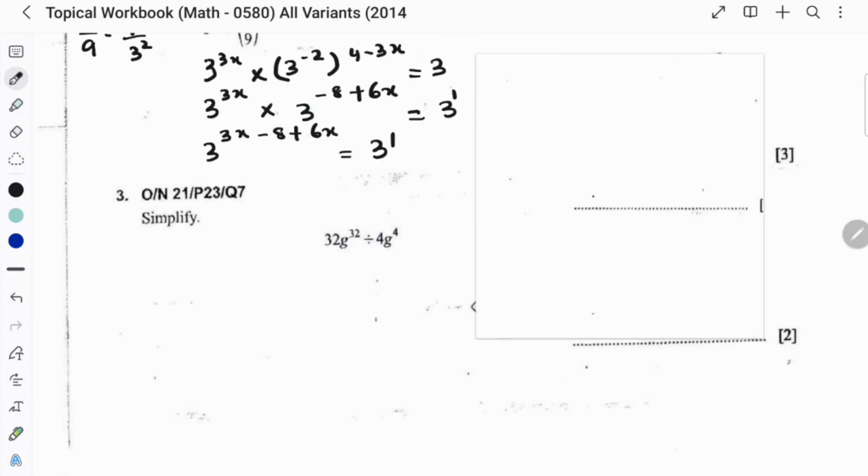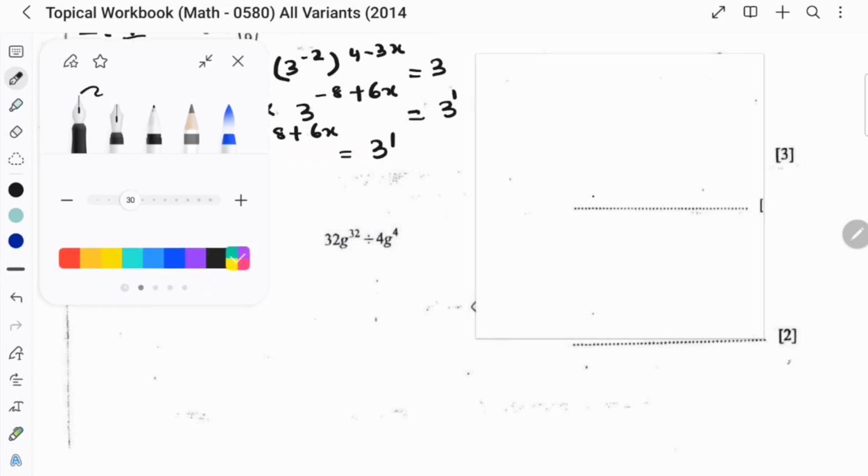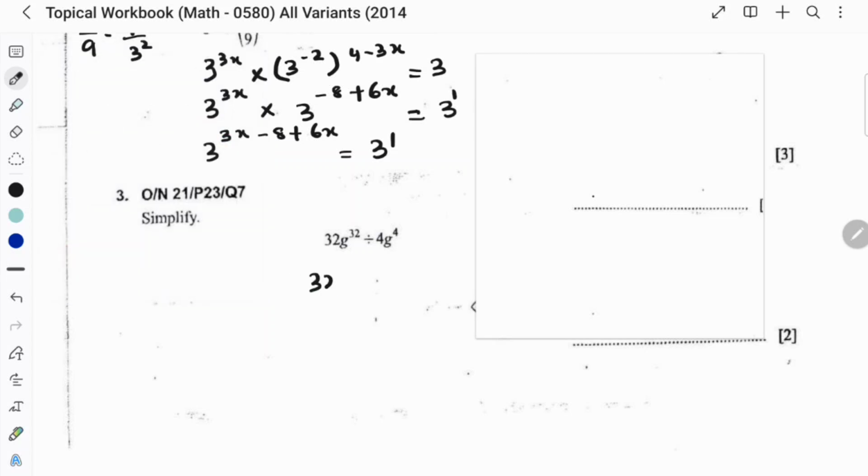Alright, the next question is simplify. So 32 over 4, we do. So that is 32 upon 4. 4 times 8 is 32. g, 32 minus 4 we'll do here. 4 times 8 is 32. g to the power, we know that 32 minus 4 is 28. So g to the power 28.